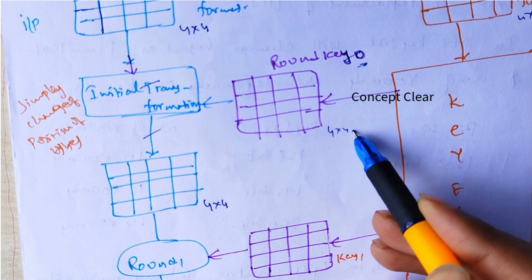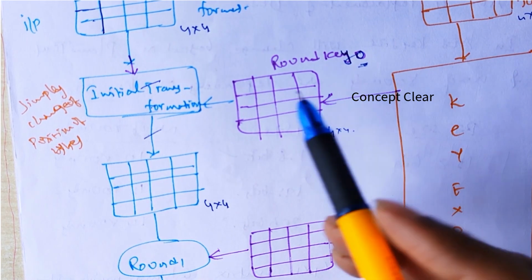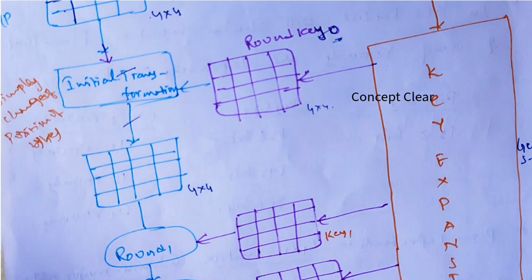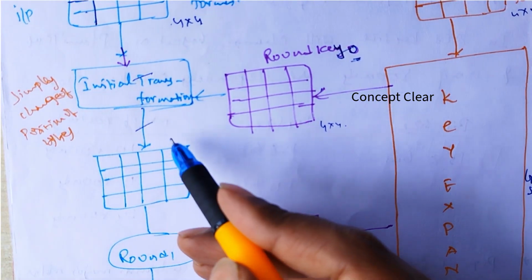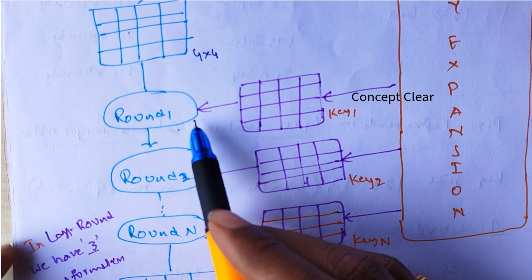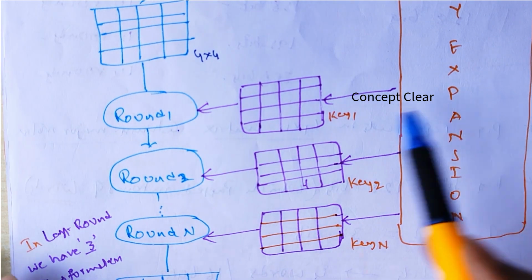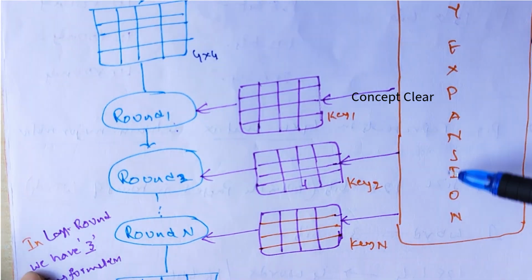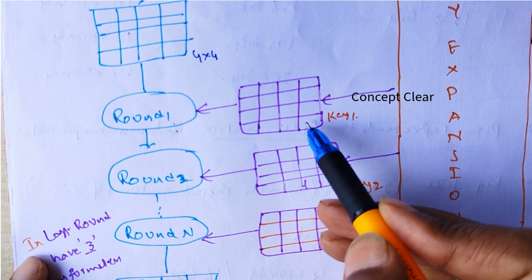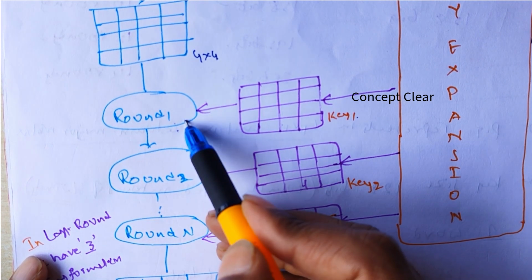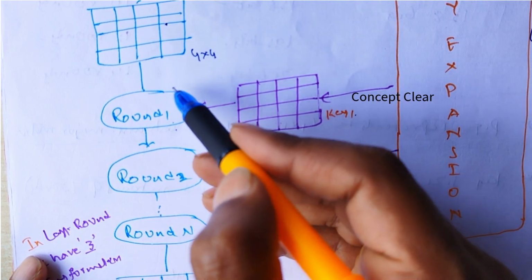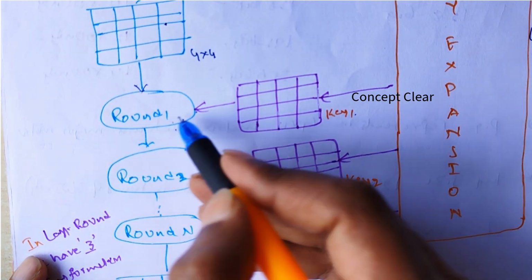It is also 4 into 4, and by using this round key 0 operation, the initial transformation will be performed with plain text. The result, again 4 into 4, will go to the round 1 operation. At the time of round 1 operation, the key expansion will generate key 1, which will be applied to the round 1 operation with the help of the key and the previous output data. Both will be used to perform round 1 operation.